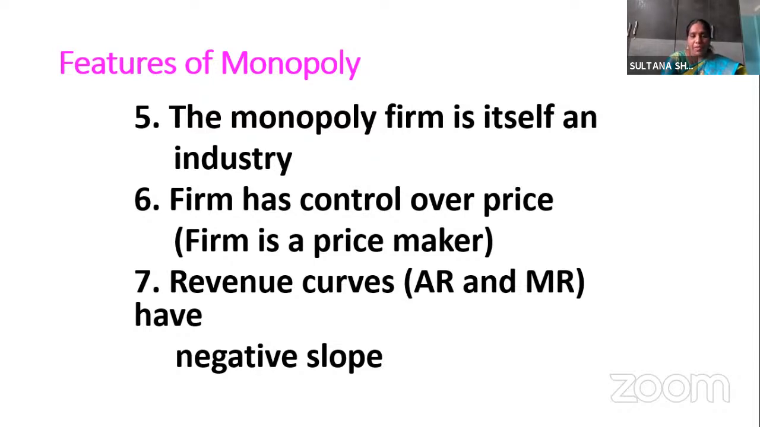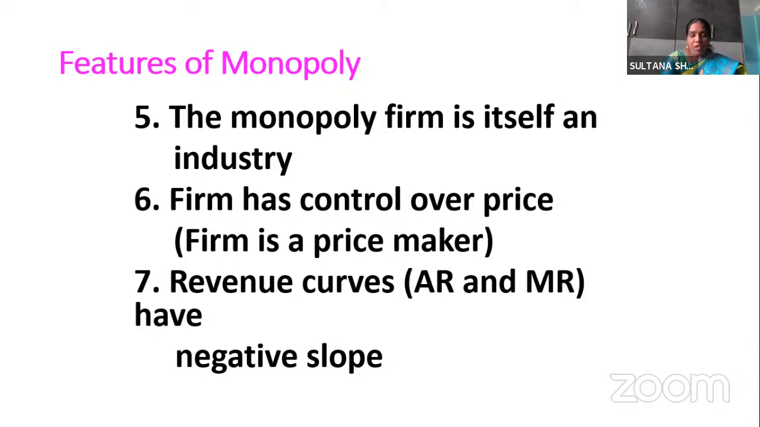Next, coming to revenue curves, AR and MR have negative slope. Revenue curves, average revenue and marginal revenue curves, have negative slope. Whereas in the case of a perfectly competitive market, AR is equal to MR. Average revenue is equal to marginal revenue. It means these AR and MR curves are horizontal to the OX axis in a perfectly competitive market.